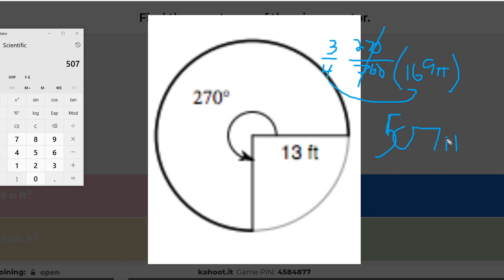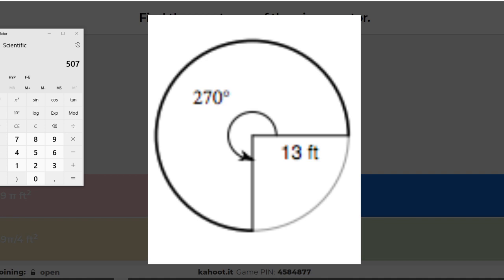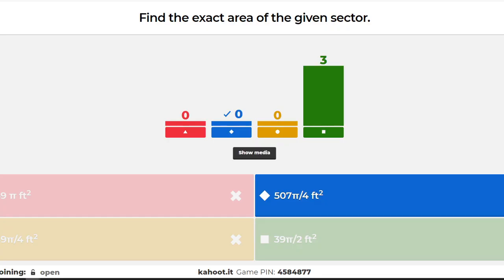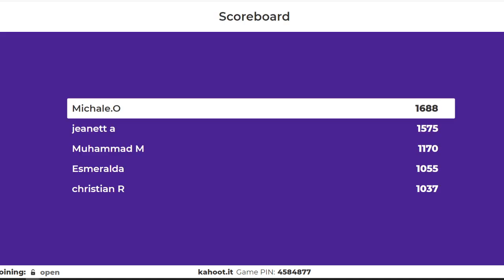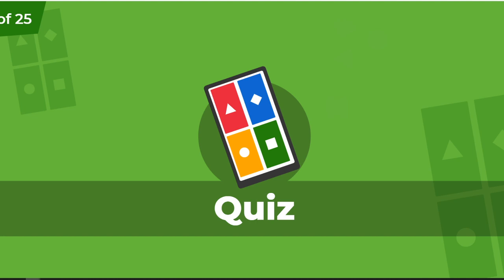507 pi over 4. Let's see if that works out. And yeah, you guys put 39 pi over 2. Did you do the arc length formula, or is that just a coincidence? There are only 3 of you even answering anymore, so let's see.